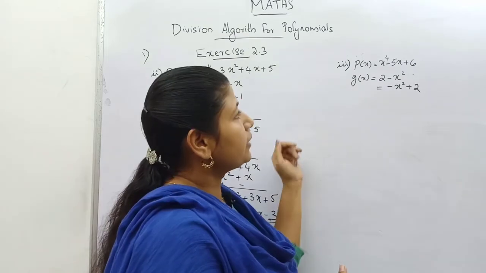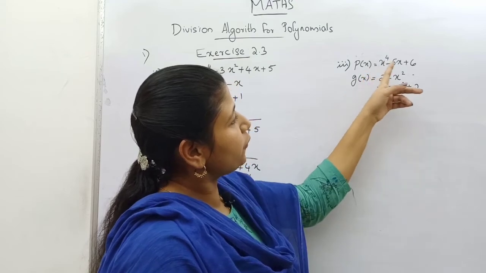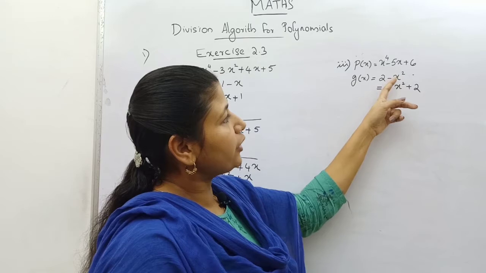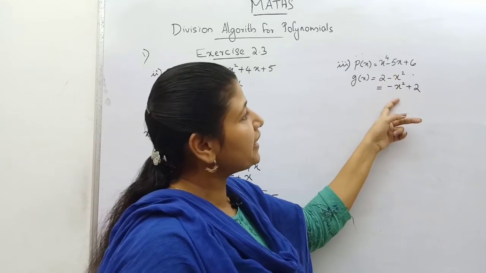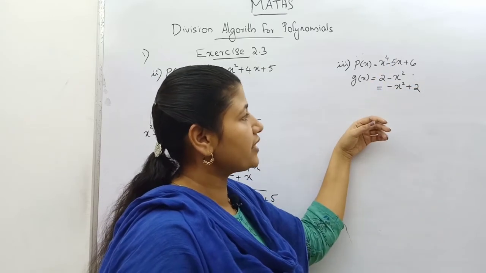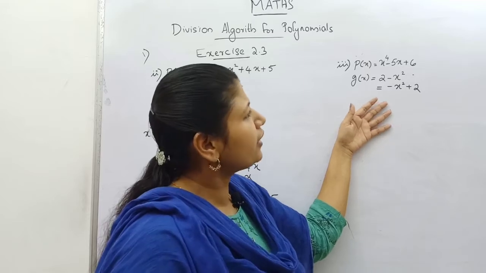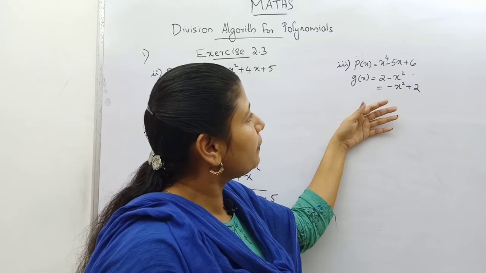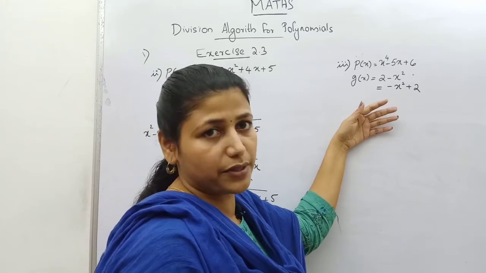Okay. Third question: p of x is x raised to 4 minus 5x plus 6 and g of x is 2 minus x square. I wrote this in this form. This is not in the standard form. Both p of x and g of x are not in the standard form. If it is difficult to do in the same manner, you can use the standard form by putting zeros on the missed terms.